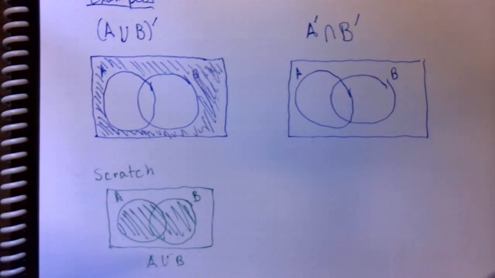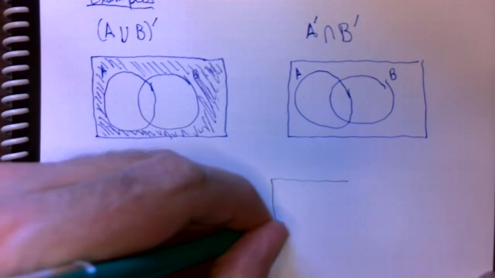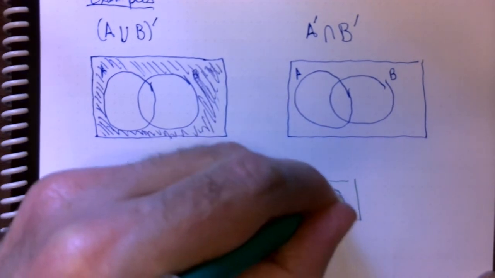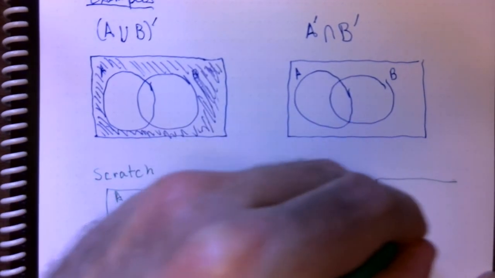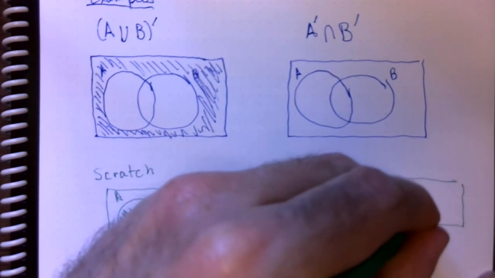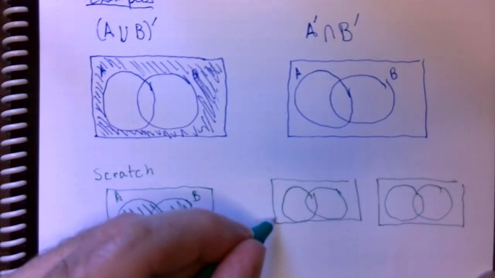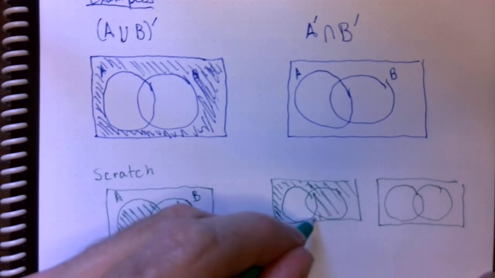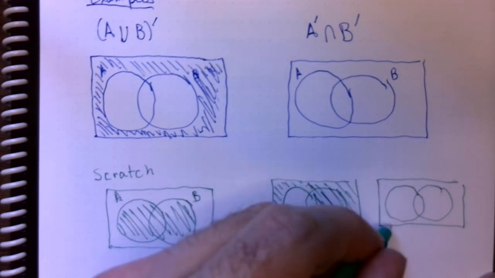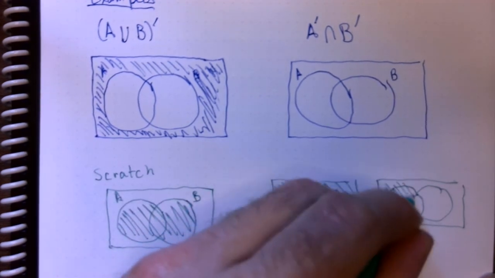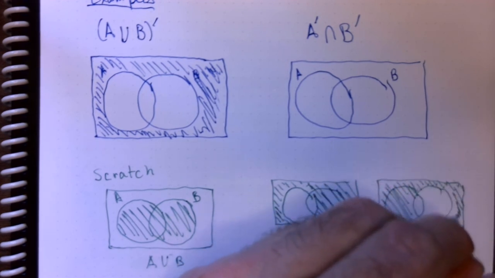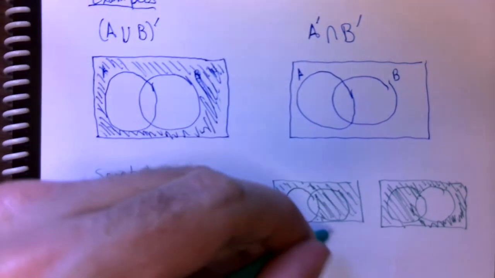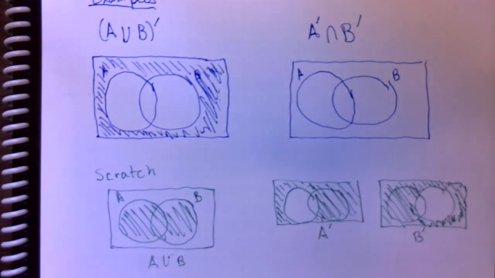Okay, now let me do some scratch work for this one. We're going to do A complement, figure out what that would look like. Then we're going to do B complement, and then we're going to intersect the two of them. A complement would be everything outside the circle for A, so it's all this. B complement would be everything that's outside the circle for B. So it's all out there. Now, that's A complement, that's B complement.